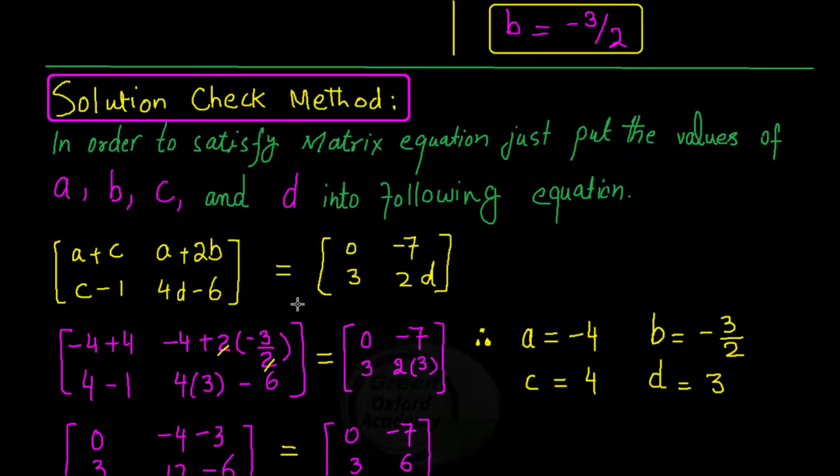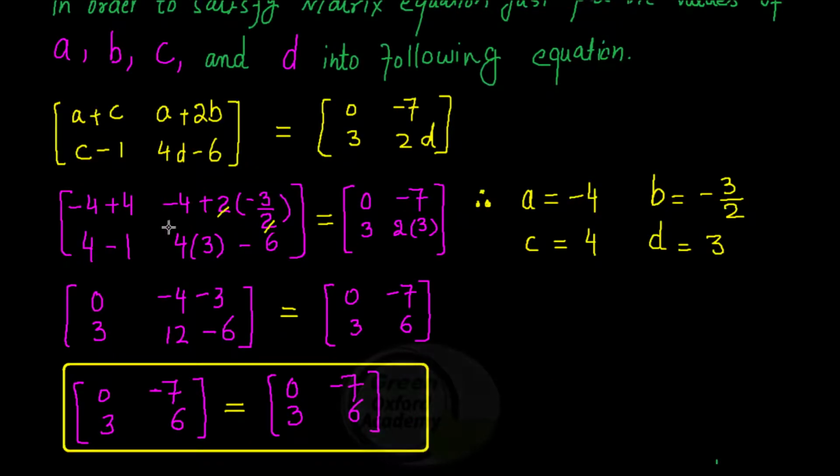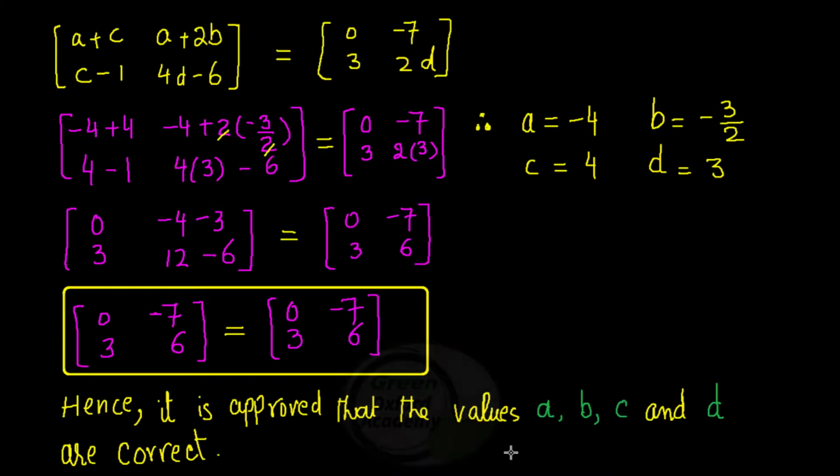By plugging these values into the matrix equation, we get minus 4 plus 4, minus 4 plus 2 times minus 3 by 2. By plugging the value of C, 4 minus 1. Now by plugging the value of D, 4 times 3 minus 6. And the value of D similarly in the second matrix, 2 times 3. Finally, we have both matrices equal. Hence, it is proved that the values of these variables A, B, C and D are correct.